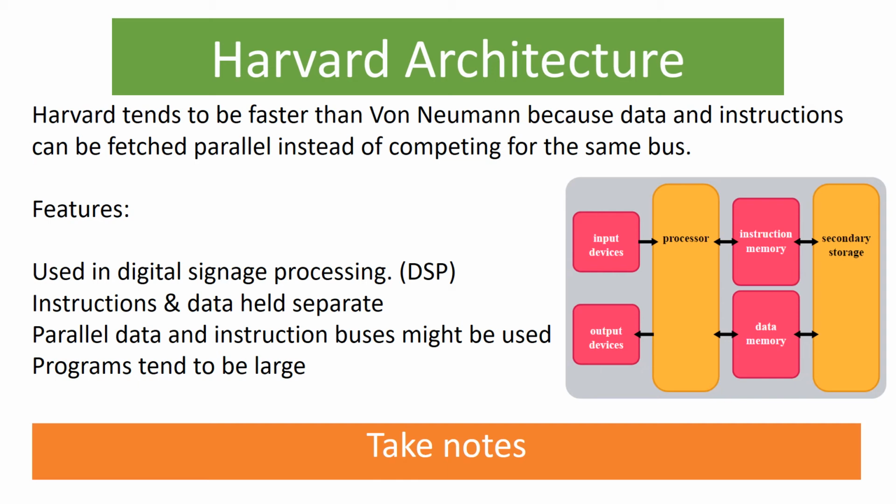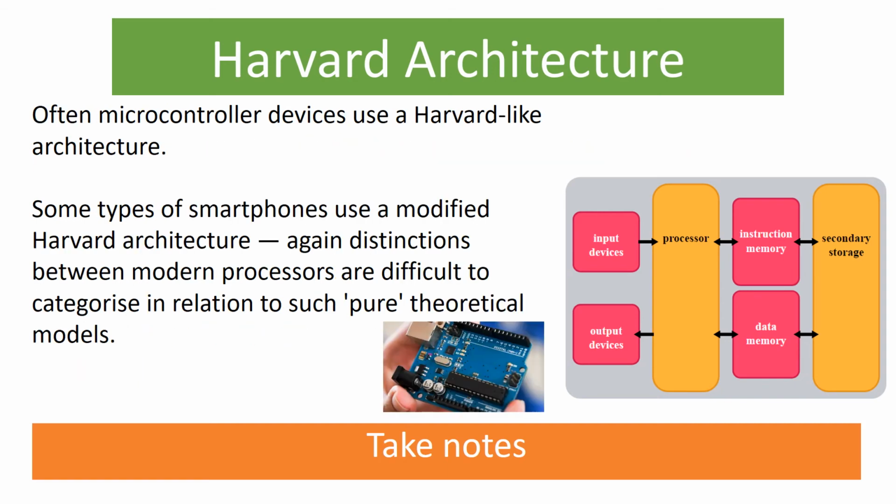So remember the features. It's used in digital signage or embedded systems. Instructions are held separately to data, and that might mean that we can use two separate buses to transfer data to and from the processor and storage. We also use the Harvard architecture in microcontrollers, or a similar kind of Harvard-like architecture. And again, we use these in smartphones.